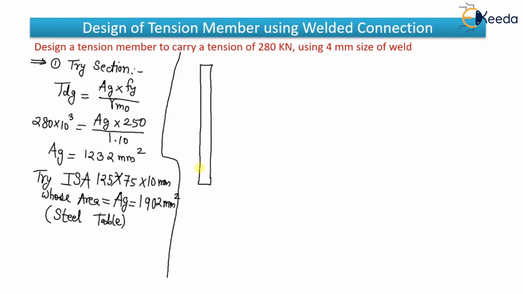What is the size of ISA that we have assumed? It is 125. So I'll draw a 125 by 75, and its thickness is 10 mm, like this. I'll draw a section like this. Its thickness is 10 mm, one side is 125 mm, and another side is 75 mm. This section we have used. Now you have to do the welding to this angle so that this angle and gusset plate get connected. So how can you do the welding?